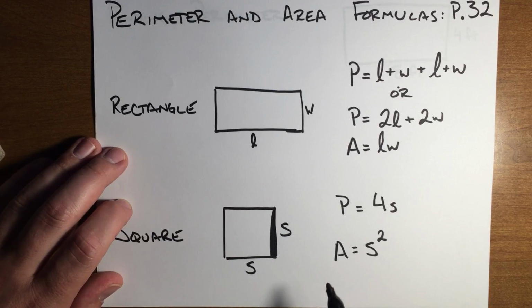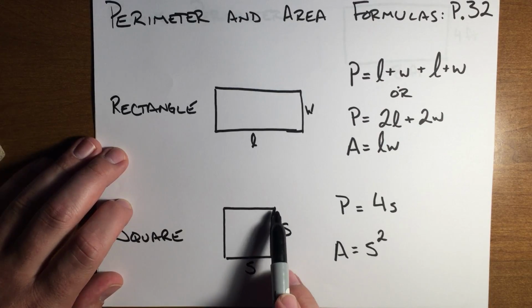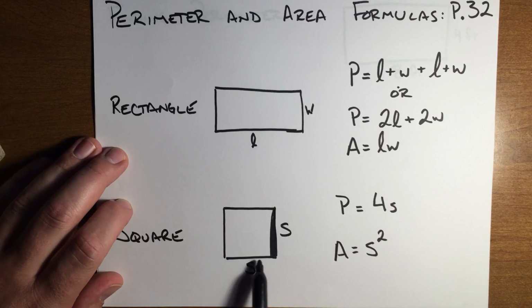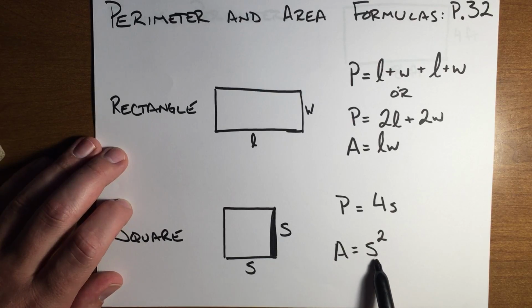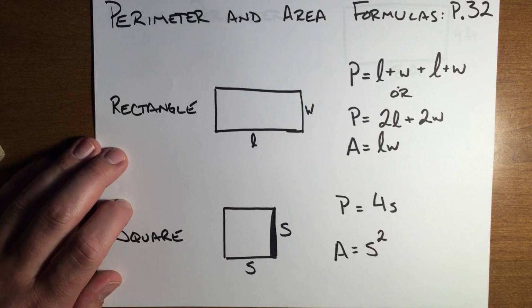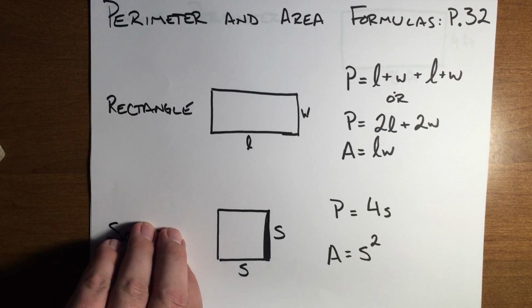My area is still the base side times the length side, or the length times width. But in this case, it's s times s. Well, s times s is really the same thing as s squared, so we have area equals s squared. Okay? Now, let's put this into practice, shall we?